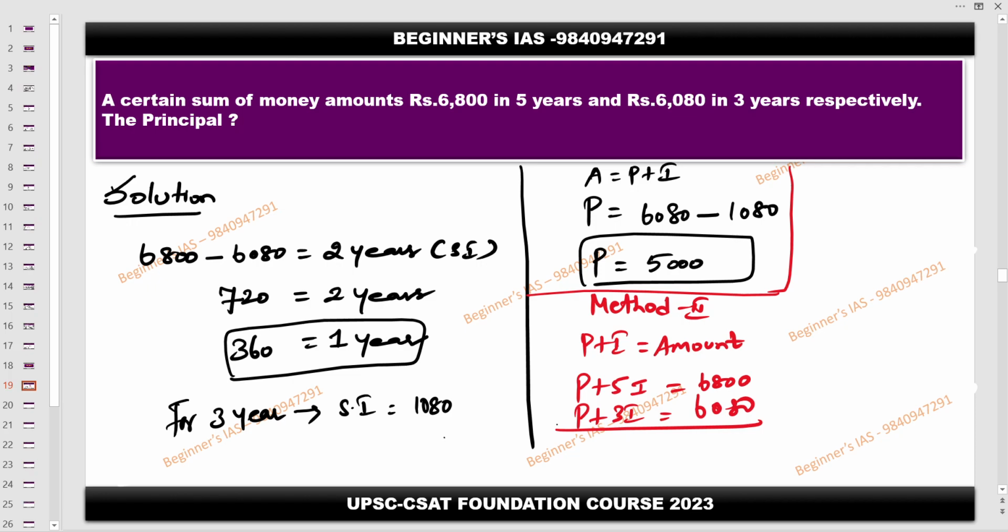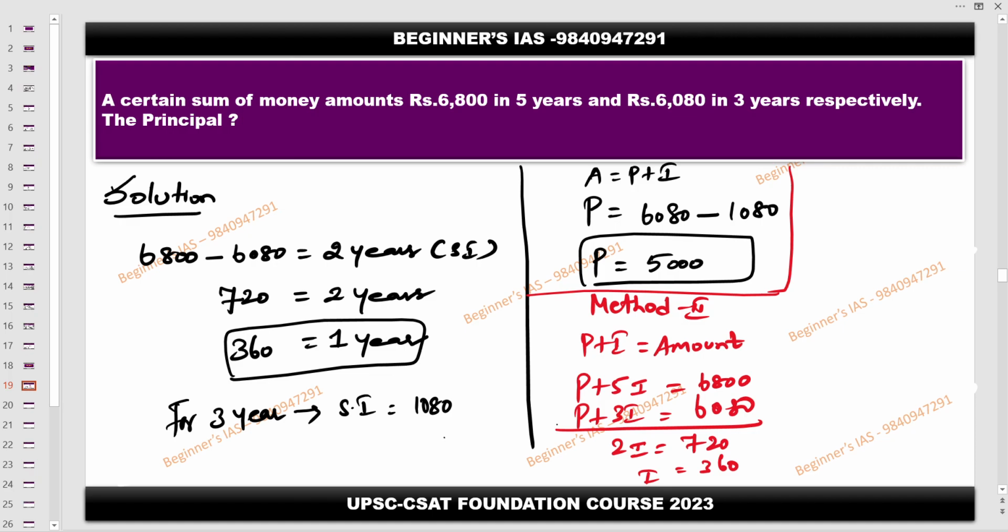So same, subtract this. Then you will get 2i, right? So same logic only. 2i is equal to 720. Then I is equal to 360. Same only we are applying here. After finding this out, you can easily substitute here.